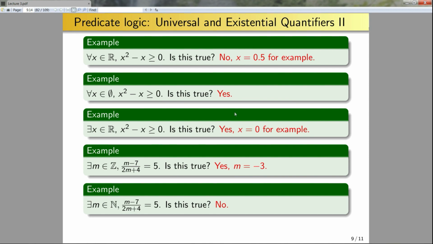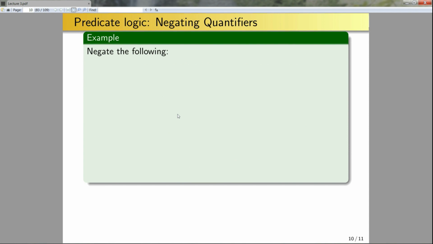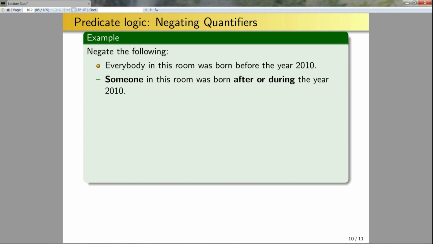Okay, so a natural question I can ask is, can I negate these types of statements? Let's give a couple of examples. Negate the following: everyone in this room was born before the year 2010. What would the negation of this be? Well, it would be that someone in this room was born after or during the year 2010. So the opposite of this statement, that everyone was born before, is that someone was born after or during. Notice that I had to flip the everyone to a someone, and I switched the before to an after or during.